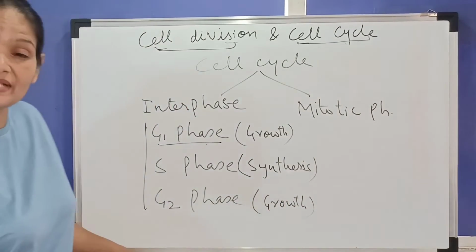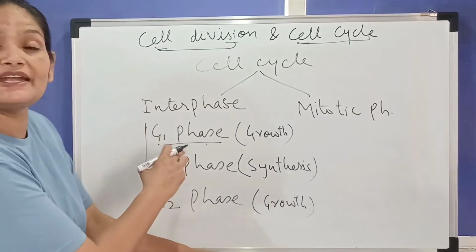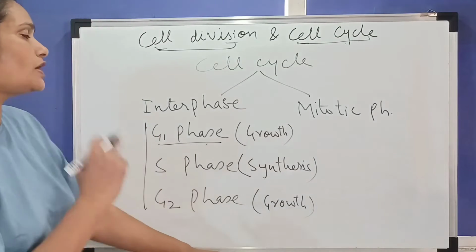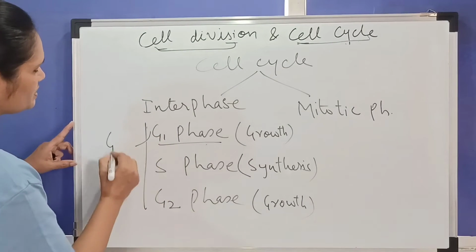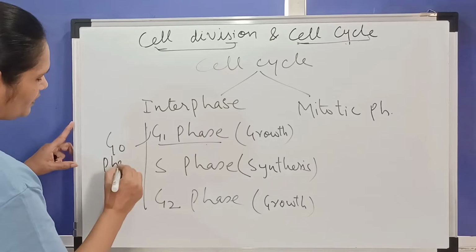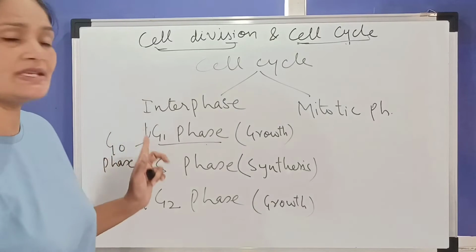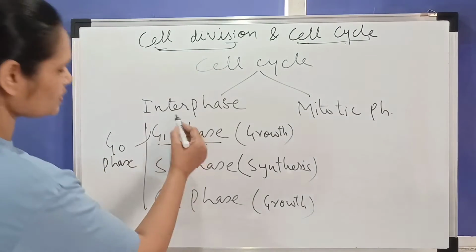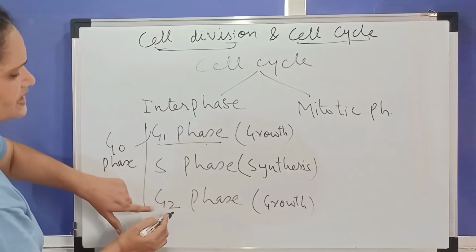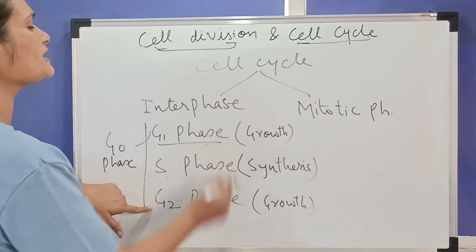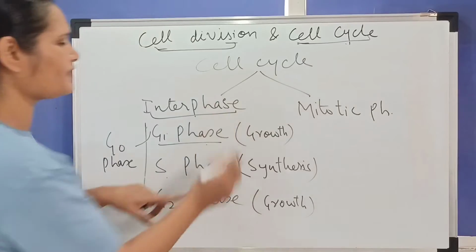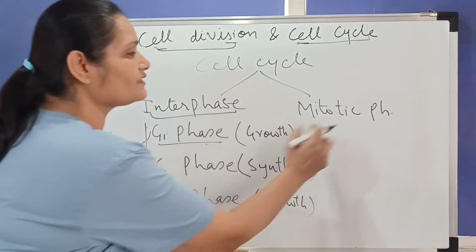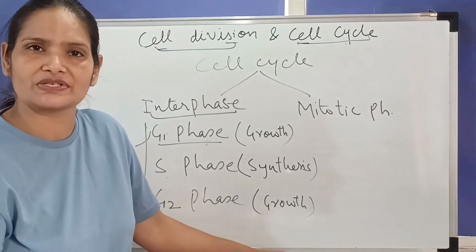Okay. Now some cells do not divide further. There are some cells which stop division after some time. So those cells which do not divide further go to G0 phase. Okay. So all these three phases, G1 phase, S phase and G2 phase, combined together are called the interphase, and basically this interphase is the phase in which the cell is preparing itself for this division or the mitotic phase.